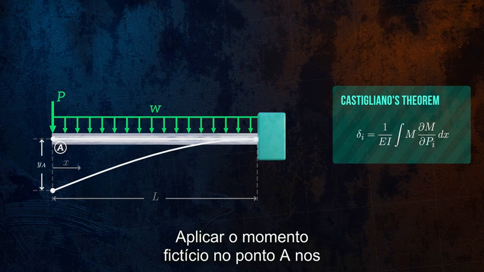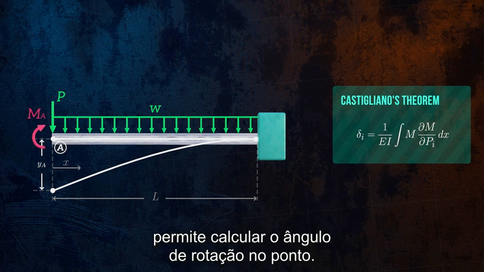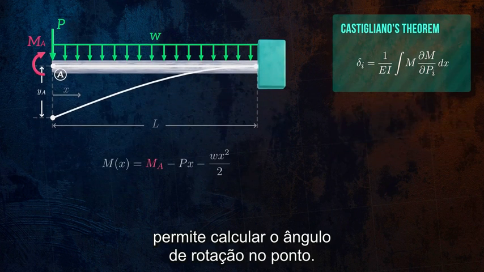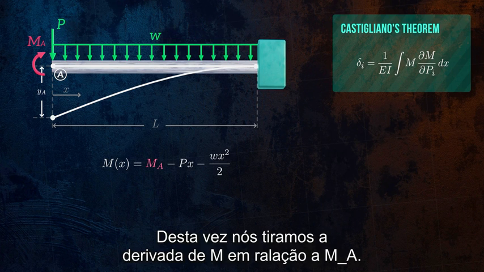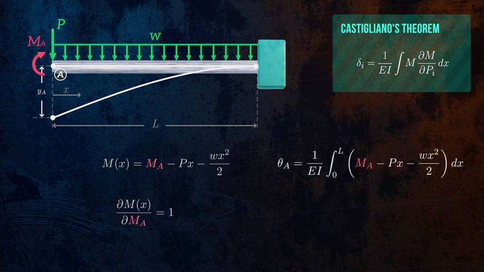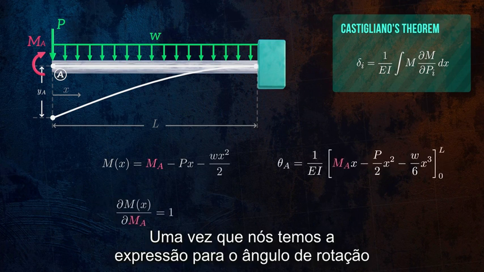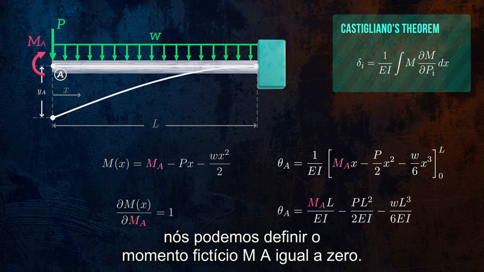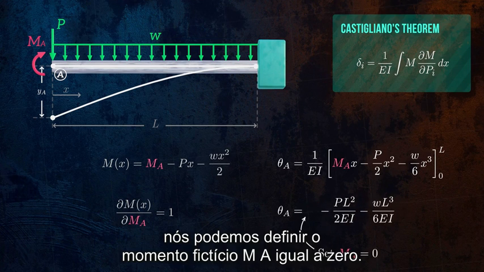Applying a fictitious moment at point A allows us to calculate the angle of rotation at that point. This time, we take the partial derivative of M with respect to M_A. Once we have an expression for the angle of rotation, we can set the fictitious moment M_A to be equal to 0.